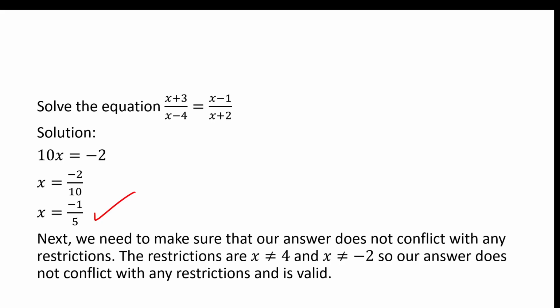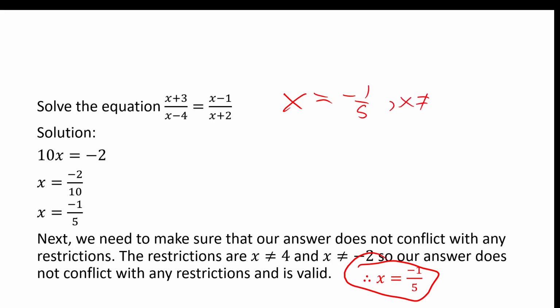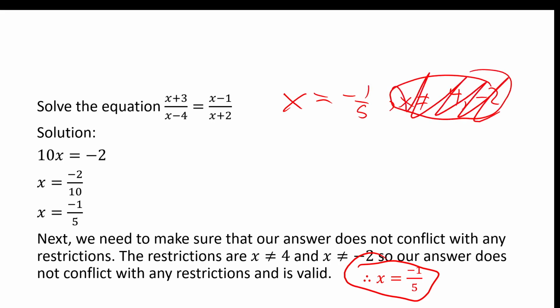But don't forget, check against any restrictions. Early on in the question, we said the restrictions are x can't equal 4 and x can't equal negative 2. So our answer that x does equal negative 1/5 is valid. And so we're good. We just say simply x equals negative 1/5. Now again, remember, don't say x equals negative 1/5, but then also state x doesn't equal 4 and x doesn't equal negative 2. Don't do that. This isn't a question where you state restrictions. If they're asking you to tell them the value of x at the end of the question, after you've considered restrictions, don't put them in the answer.